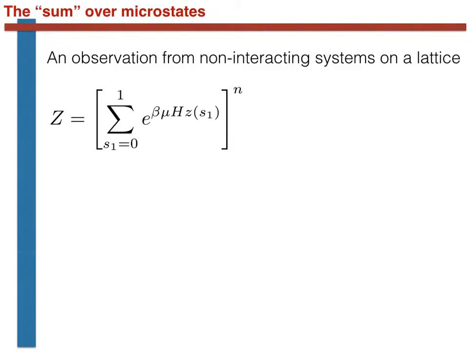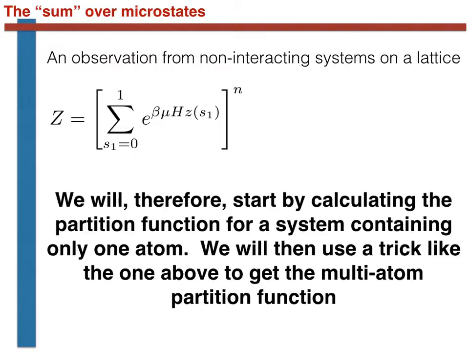Now we know that the atoms in our ideal gas do not interact, so we are going to try to see if we can't adopt a similar strategy in this video. We will start by calculating the partition function for a system containing only one atom. We are then going to use a trick, like the one above, to get the multi-atom partition function. Interestingly, we will see that the trick is not identical to the one above, but we will come to that in due course.